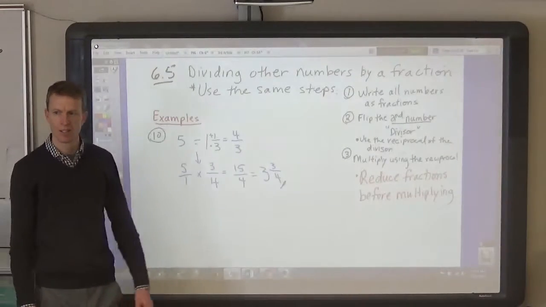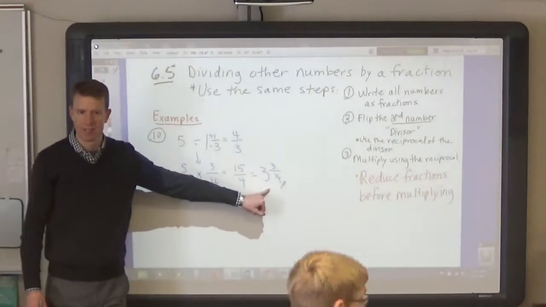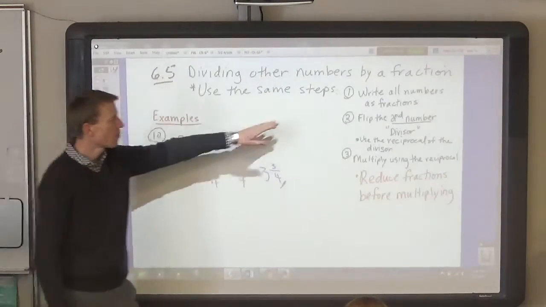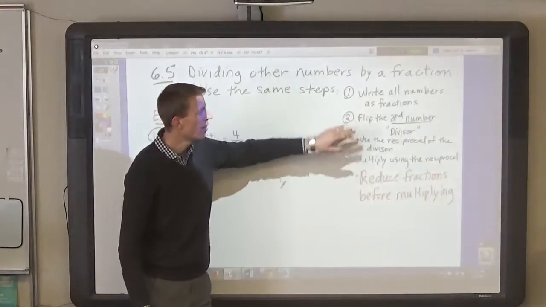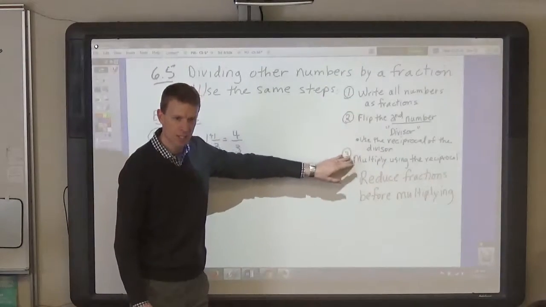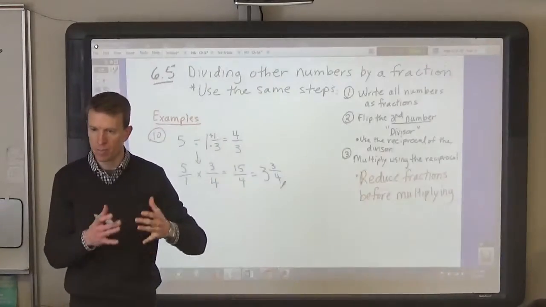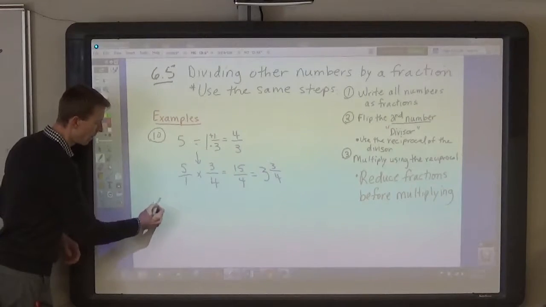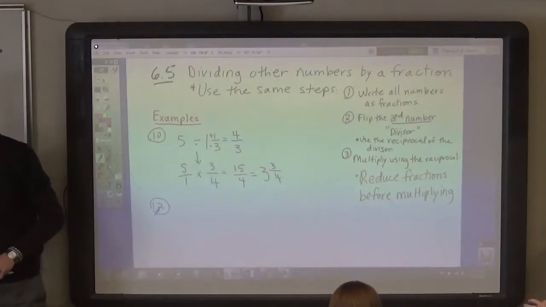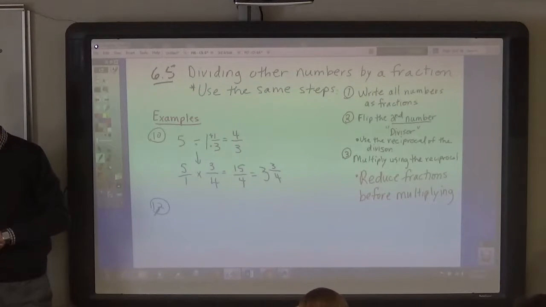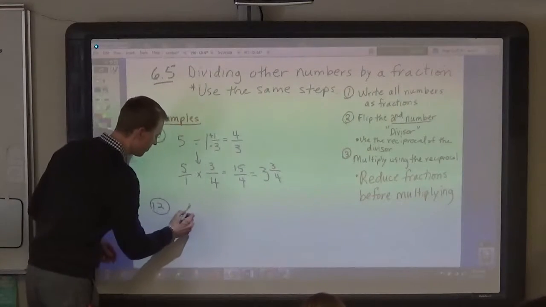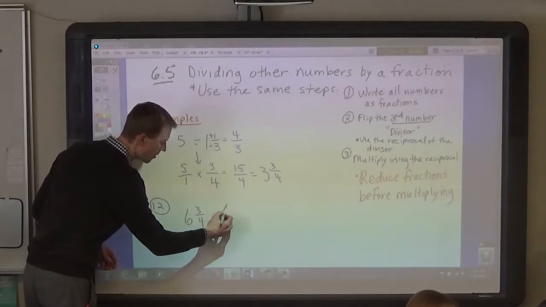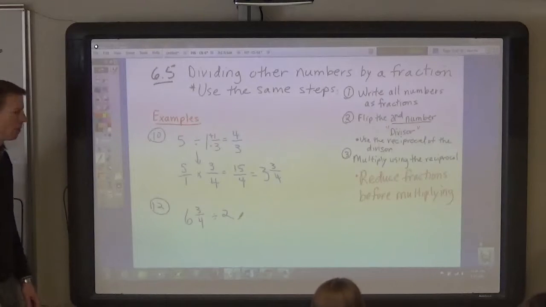Questions? Did you get 3 3/4? Good. Now, there's 3 steps, but there are things you have to remember in each of the steps. So you really need to slow down when you're doing this to make sure that you don't skip any steps and make a silly mistake. Like number 12, 6 3/4 divided by 2. Now we're starting with a mixed number. Dividing it by a whole number.